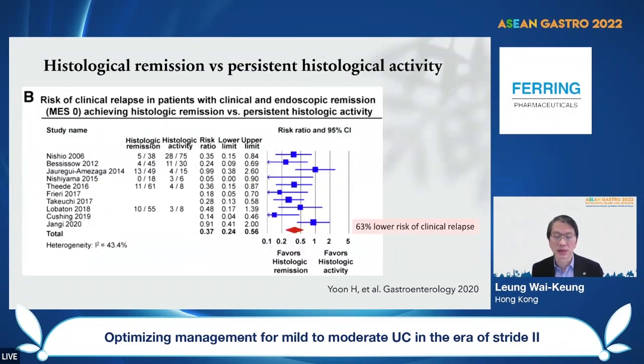Also, in the same meta-analysis, they showed that if you can achieve histological remission among patients with endoscopic remission with endoscopic score of 0, there's still a 63% lower chance of clinical relapse if you can achieve histological remission. So there's still benefits of histological remission, but it is not easily achieved clinically. That's why they haven't adopted that as a clinical target or endpoint even in STRIDE 2.